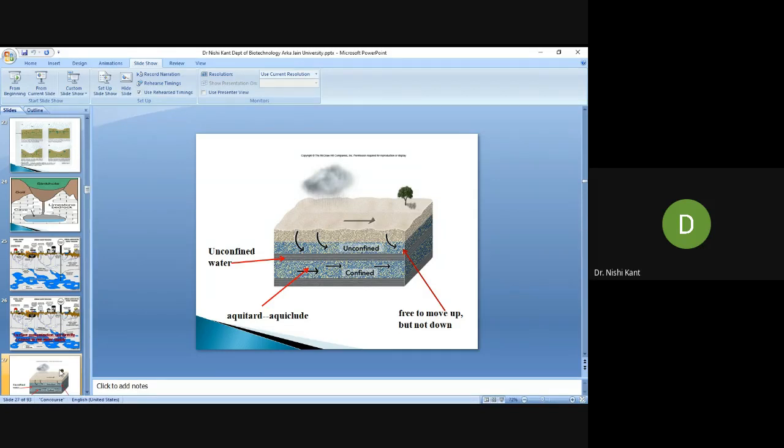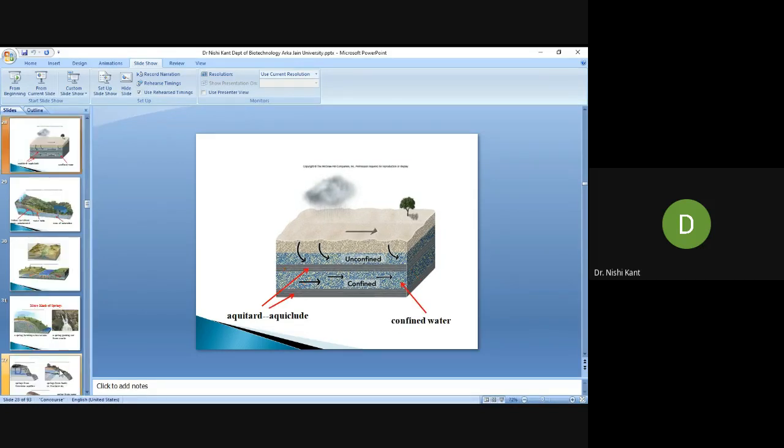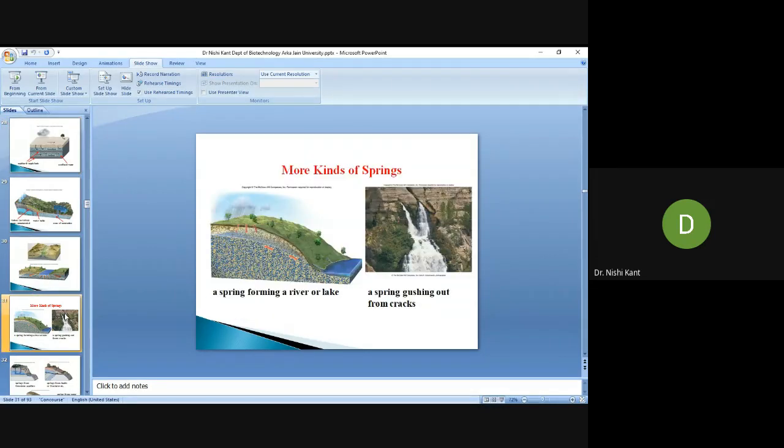Unconfined is groundwater in an aquifer with a lower barrier to movement caused by the presence of an aquitard below, but not an upper barrier, allowing water to fluctuate upward. An aquifer is a highly permeable substance, while an aquitard is a low permeable substance.